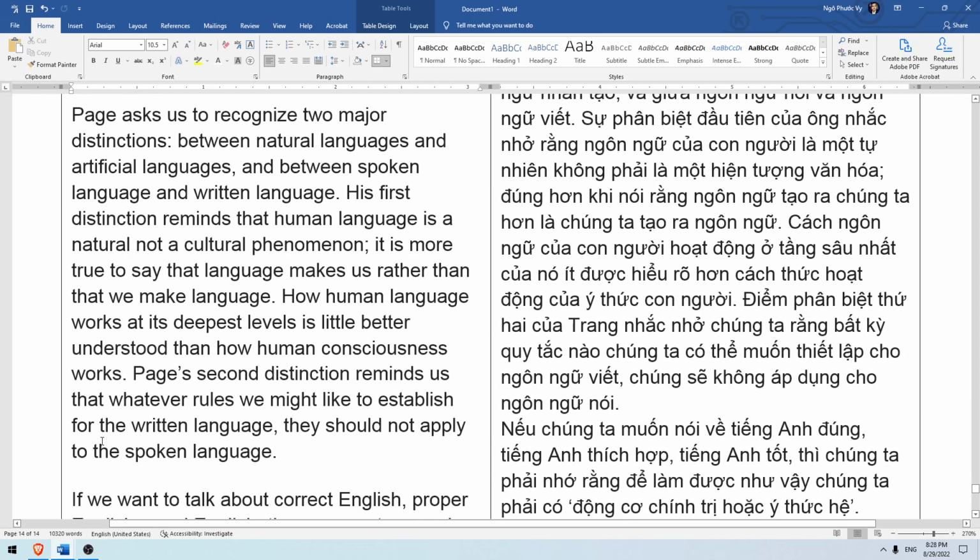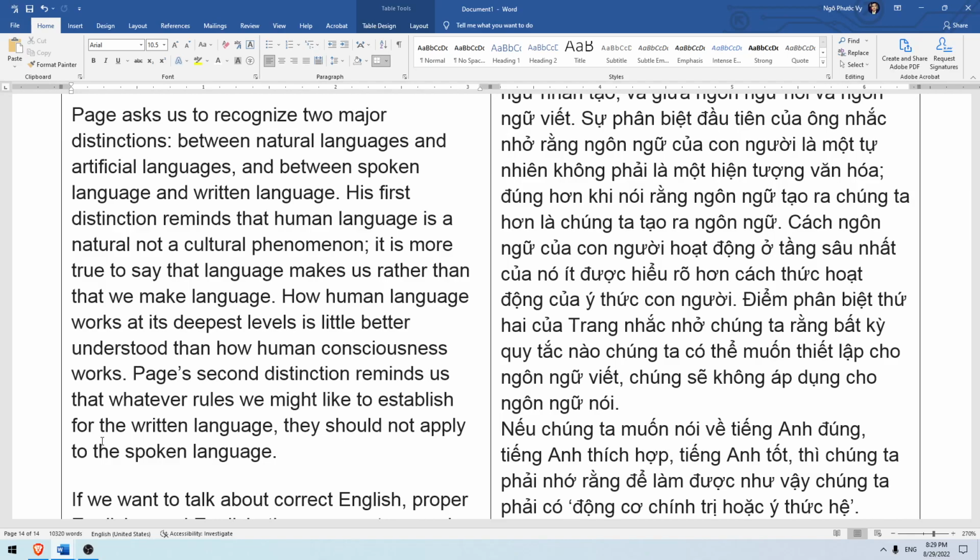Le Page asks us to recognize two major distinctions: between natural languages and artificial languages, and between spoken language and written language. His first distinction reminds us that human language is a natural, not a cultural phenomenon. It is more true to say that language makes us rather than we make language. How human language works at its deepest levels is little better understood than how human consciousness works.